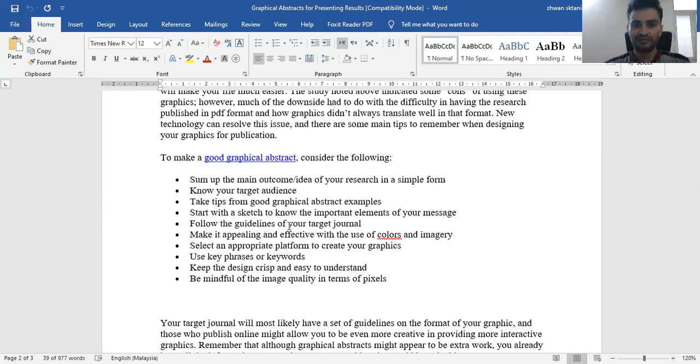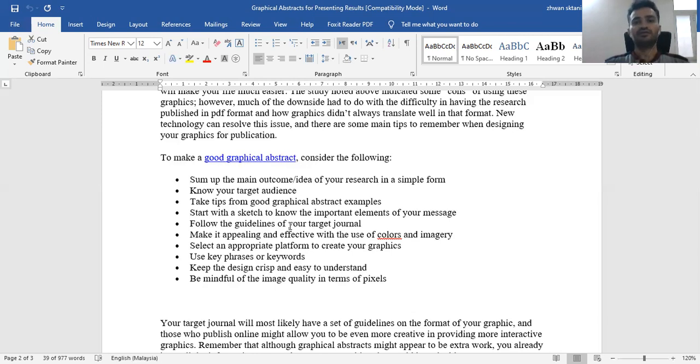And after that, make use of effective color, imagery, and graphical attractiveness. It should attract the reader to read. Use an appropriate platform, like software. Which software do you use? Which software makes it clear? After that, keep the design crisp and easy to understand, so that when people look at it, they can understand it more easily than the abstract text. And finally, be mindful of the image quality.